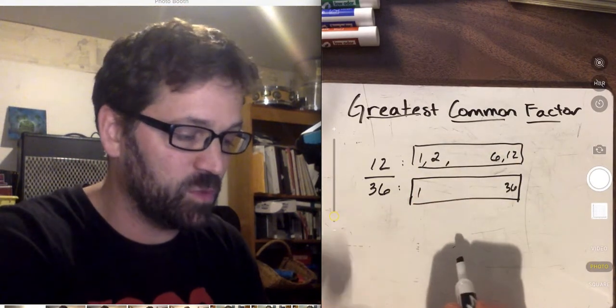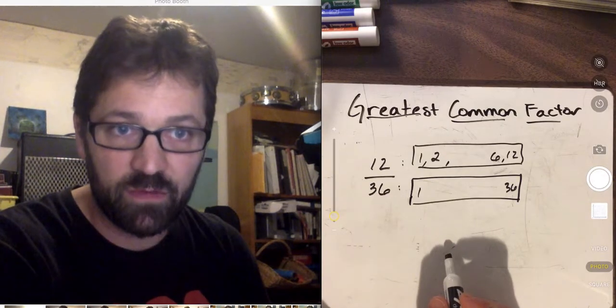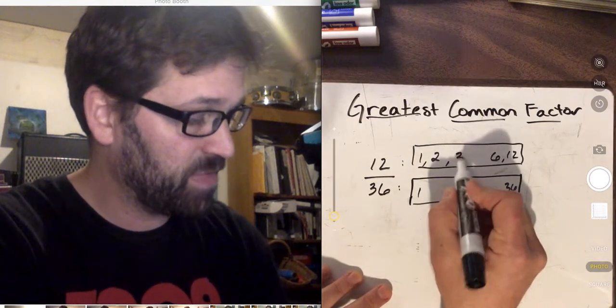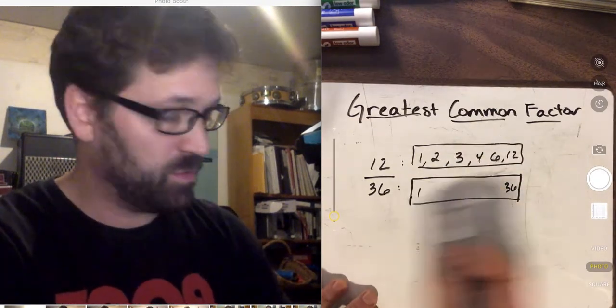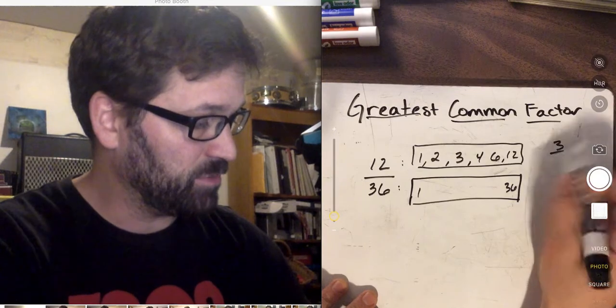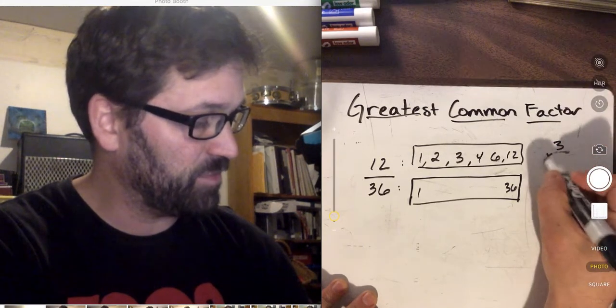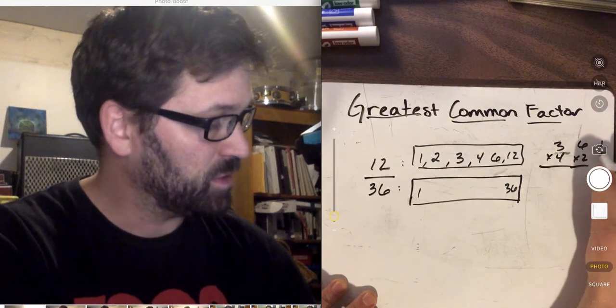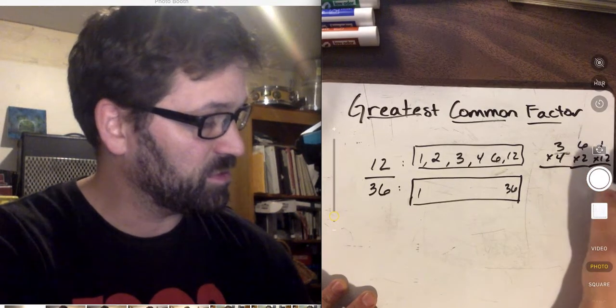What else goes into 12? Does 3 go into 12? 3, 6, 9, 12. Yes, 3 goes into 12 4 times. So 3 times 4, 6 times 2, and 1 times 12. Those are my factors for 12.